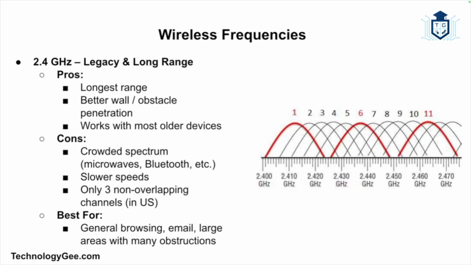So let's start off with the 2.4 gigahertz frequency, and this is the oldest and most widely used band in Wi-Fi networking. Its pros: it has a longer range, better penetration through walls and obstacles, and it is compatible with older devices. Its cons: it's prone to interference from household devices like microwaves, cordless phones, and Bluetooth gadgets. It has slower speeds compared to higher frequencies and fewer non-overlapping channels, where it only uses 3 in the US. And the typical use cases are basic web browsing, email, and general connectivity in larger areas.